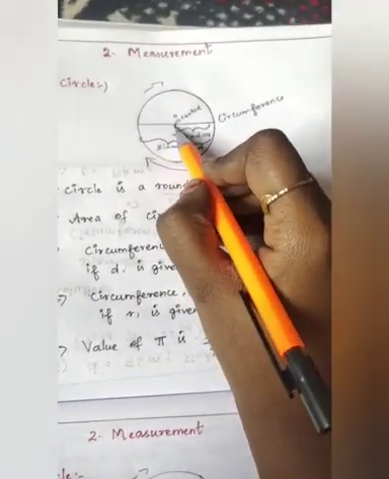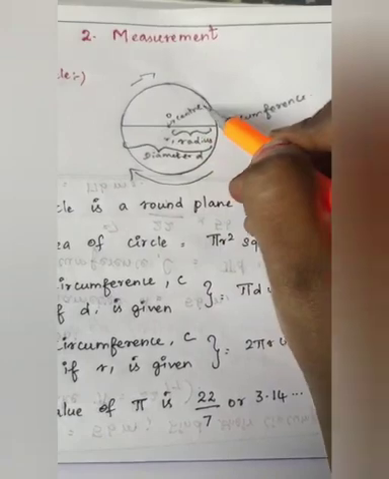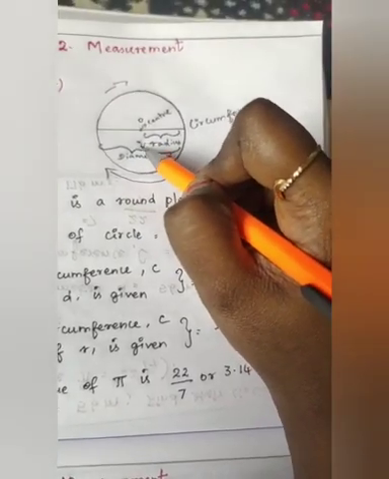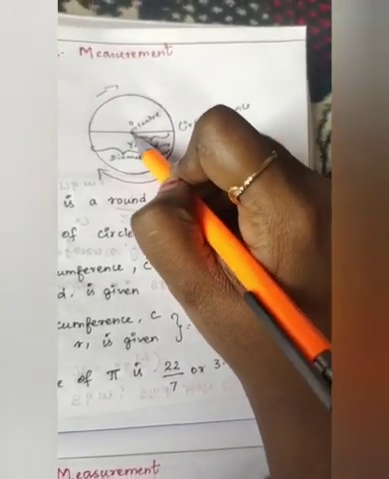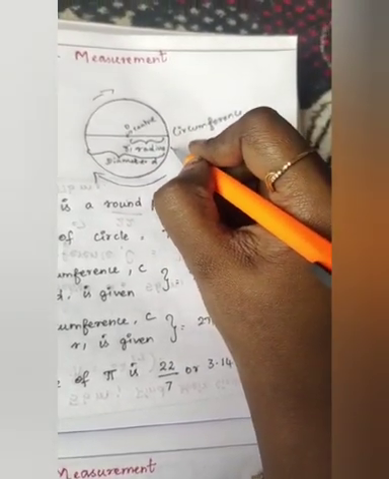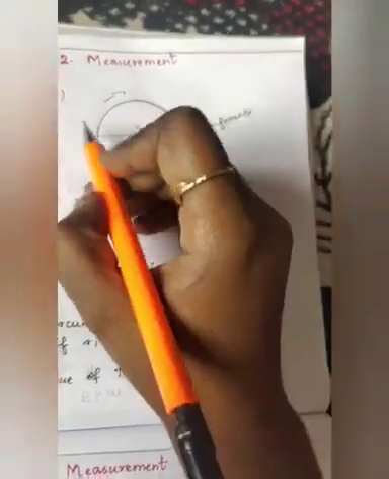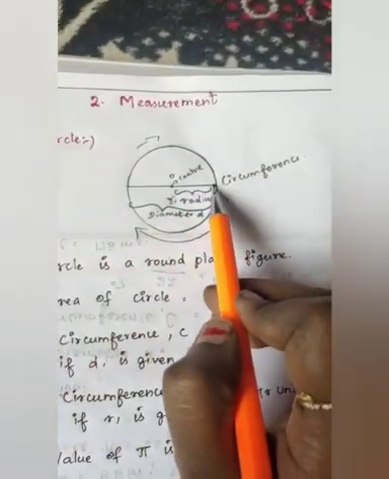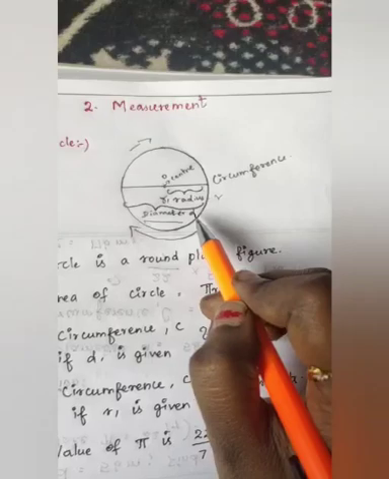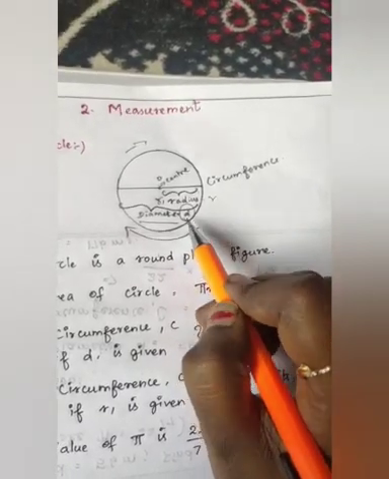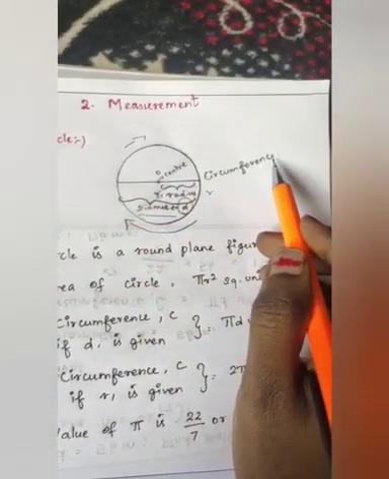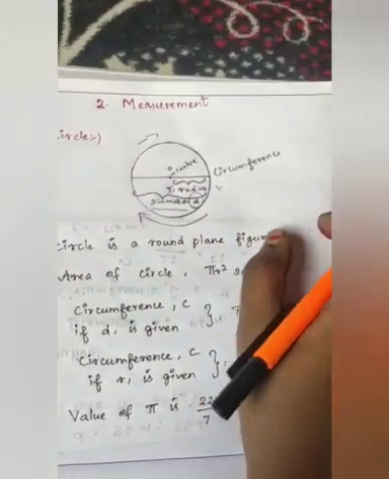See this point, we call it as center. From here to here we consider as radius, which can be denoted by small r. From the center to this end, we consider that as radius. From this end to this end we consider that as a diameter, which can be denoted by the symbol small d. This area will be considered as the circumference of the circle. These are some main key features of a circle.